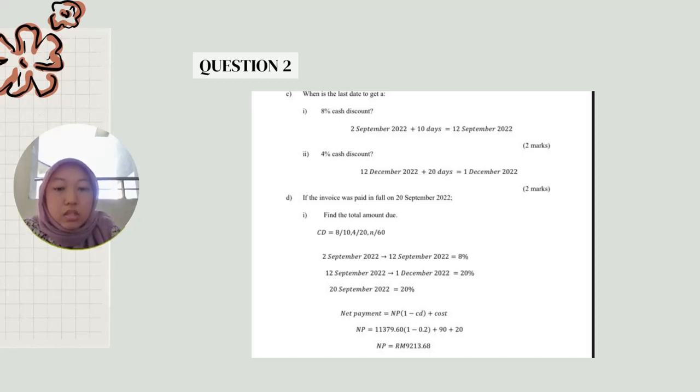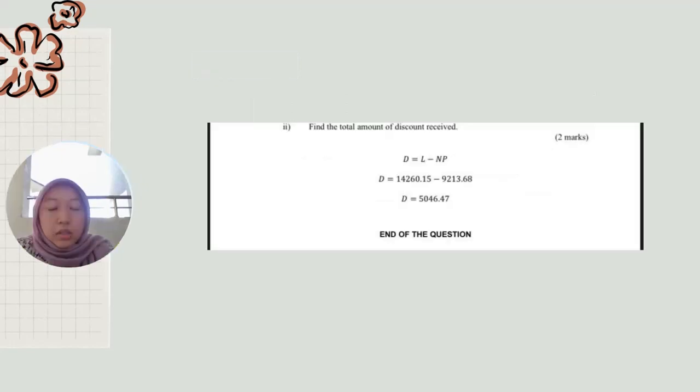9,213 and 68 cents. Next, find the total amount of discount received. D equals L minus NP. So the answer is 4,046 and 47 cents.